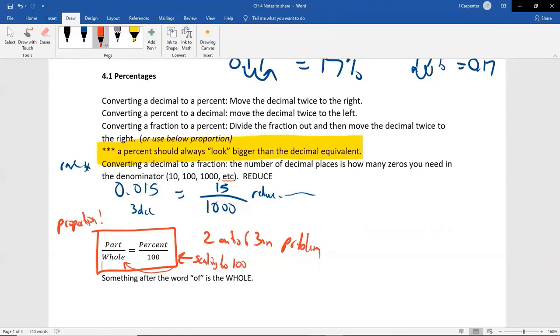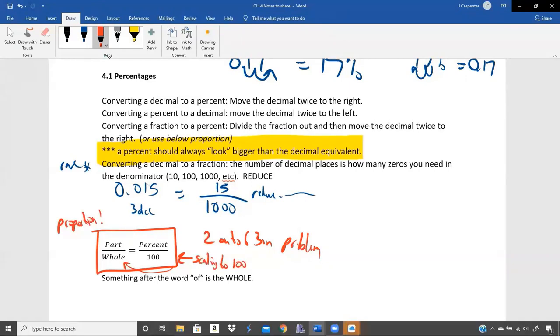But another clue that you can usually find in the phrasing is you'll see the word of somewhere. And anytime you see the word of, the thing that comes after it is the whole. So this is just something that I suggest you memorize, because if you have a hard time really clueing out that context, then that would help you.